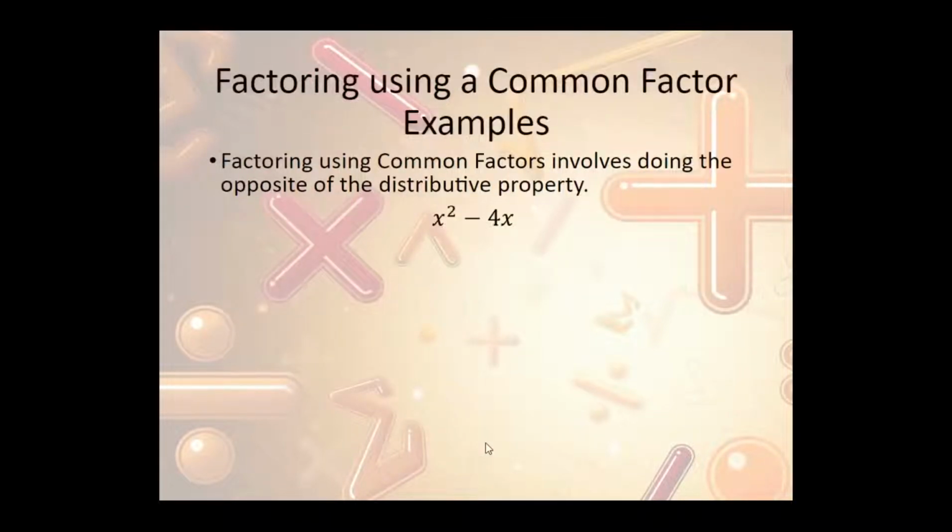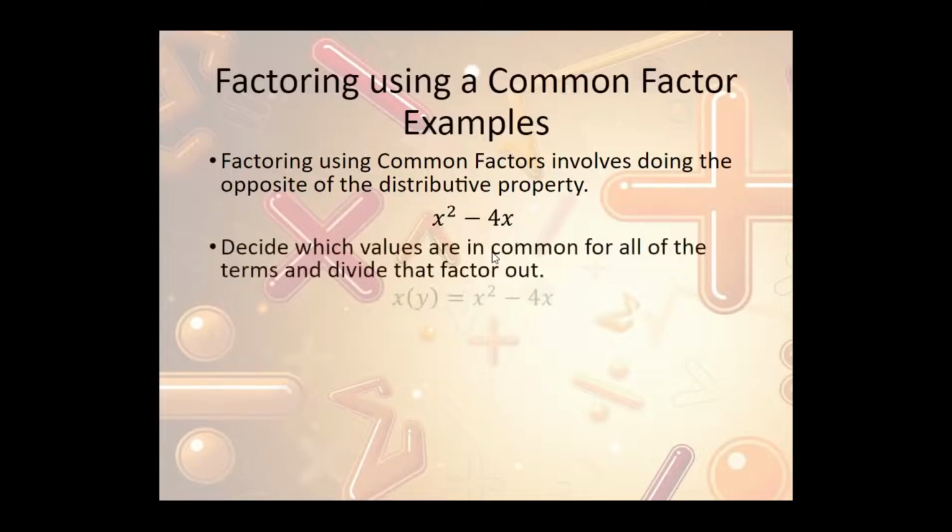So let's look at some examples. So we have x squared minus 4x. So we're looking for something that's in common, that we can divide out of both of them. Well, we have an x in both of them, so we could divide that out. So when we do that, we have x times something is equal to x squared minus 4x. Well, we know that we need to pull out an x, so we're going to divide x squared by x. So x squared divided by x is just x. And then negative 4x divided by x is just negative 4. So we get x times x minus 4.